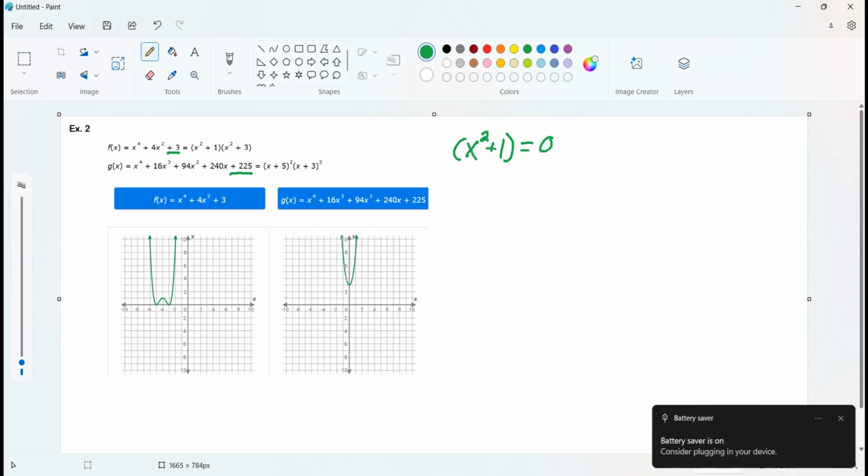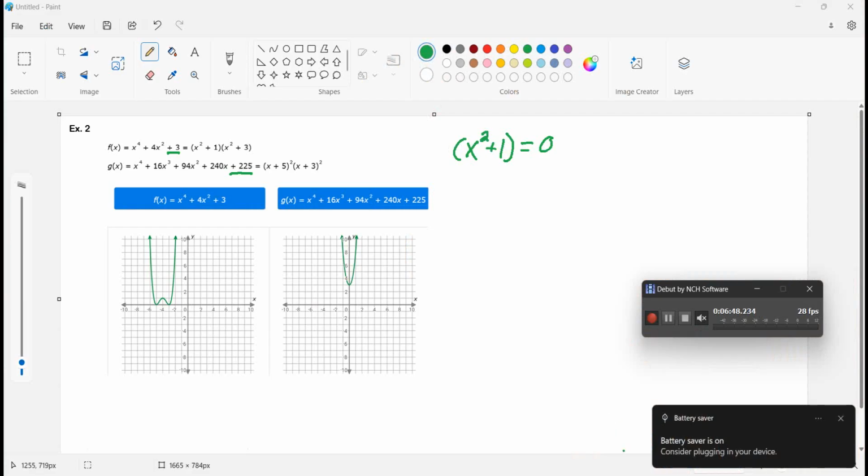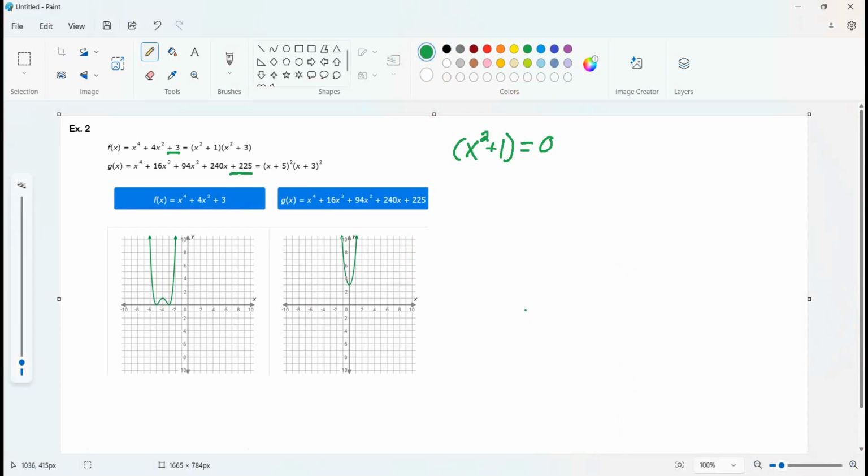Wait a minute. Hang on one second, guys. My battery saver's on. That's going to be really bad. That was so close. My battery almost died.